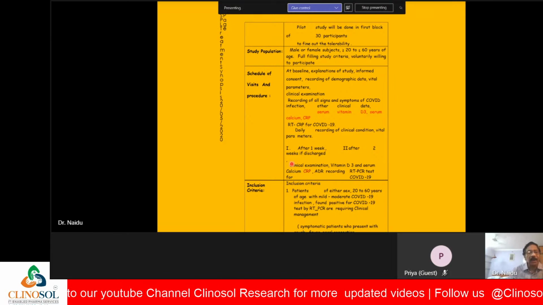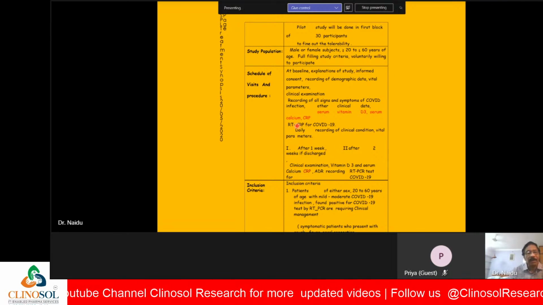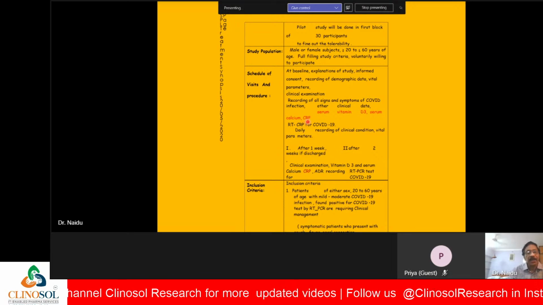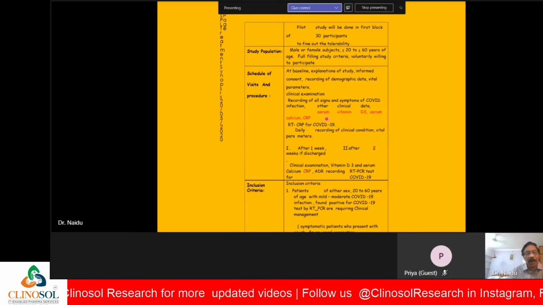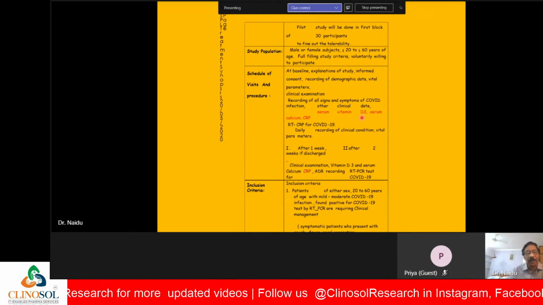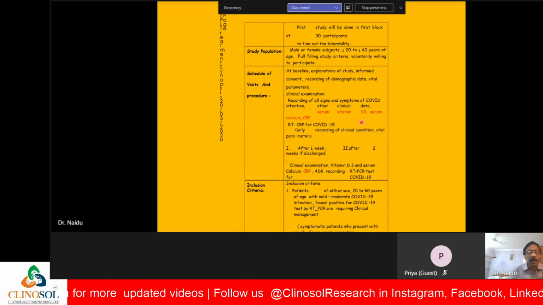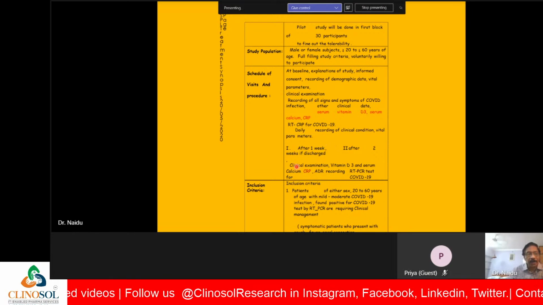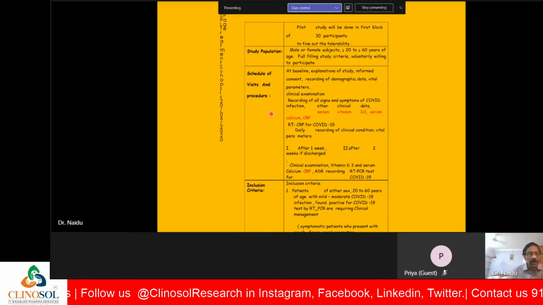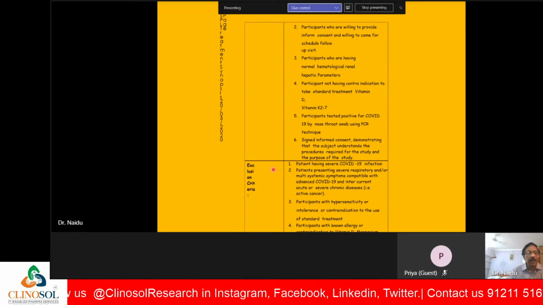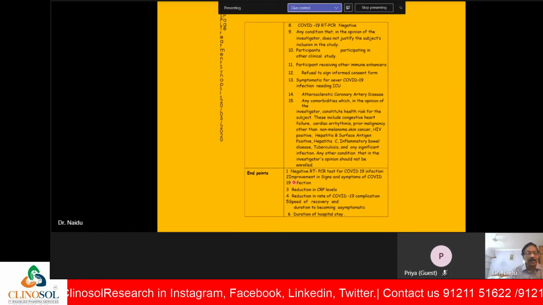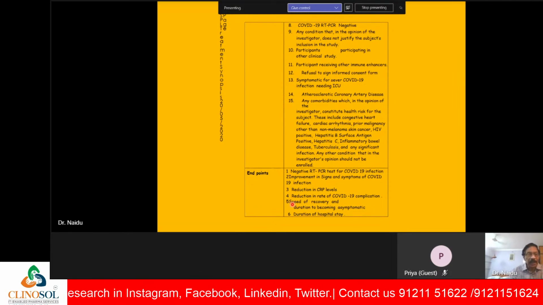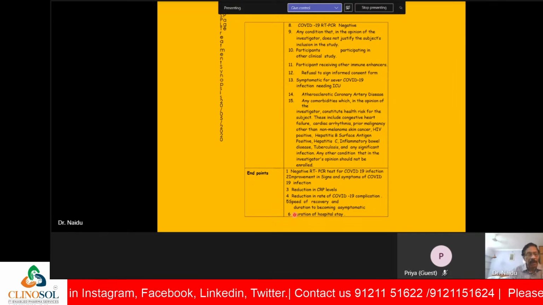What are the parameters I wanted to do? I know that the C-reactive protein is very important. I have to estimate vitamin D3, I have to estimate calcium, and find out how long my drug will be used. So this is the scheduled visit: inclusion criteria, exclusion criteria, endpoint. What are the endpoints I wanted to do in my protocol?